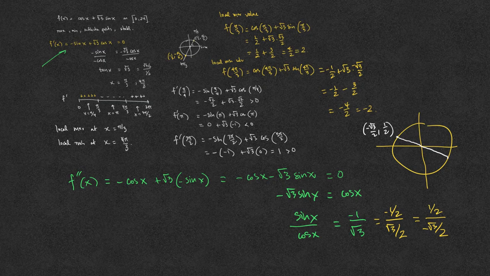In the fourth quadrant, x is positive and y is negative. The angle that corresponds to the terminal side in the second quadrant is 5 pi over 6, and the angle that corresponds to the terminal side in the fourth quadrant is 11 pi over 6. And these are the two zeros of the second derivative.